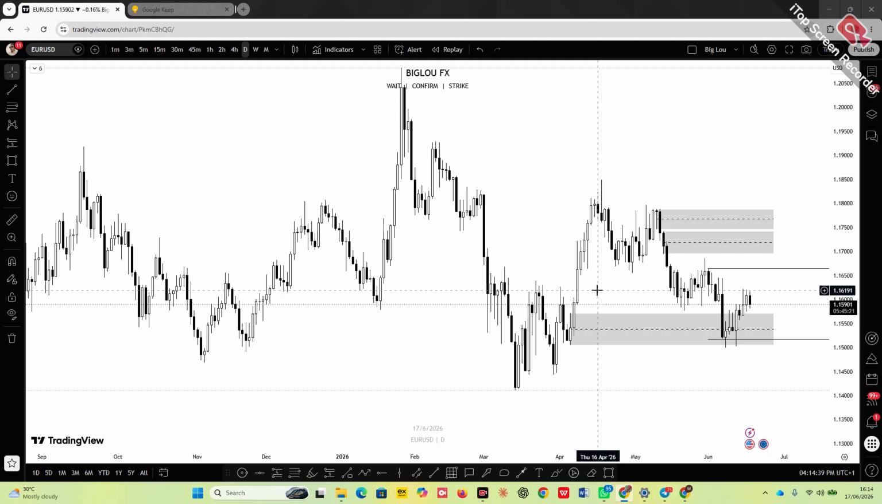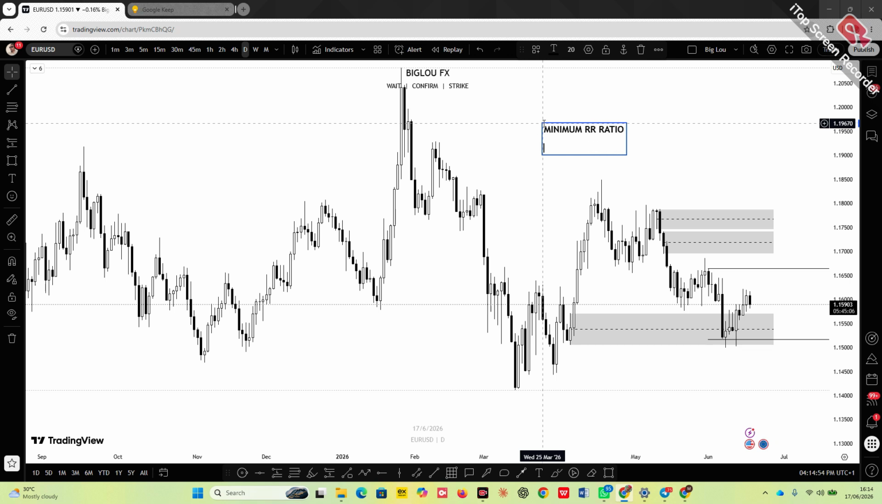Intraday trades, like I said, you can have a minimum risk to reward ratio, RR ratio. So for me, my minimum is 1:3. Whenever I'm risking $1, I should at least get $3 out of that risk.